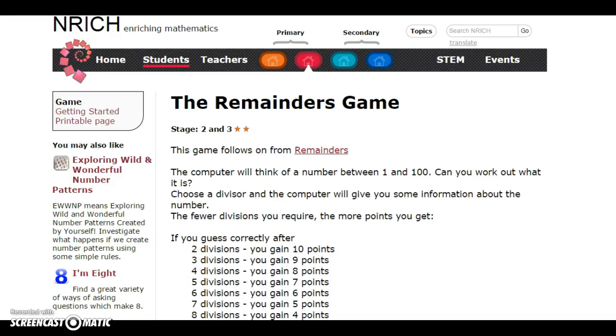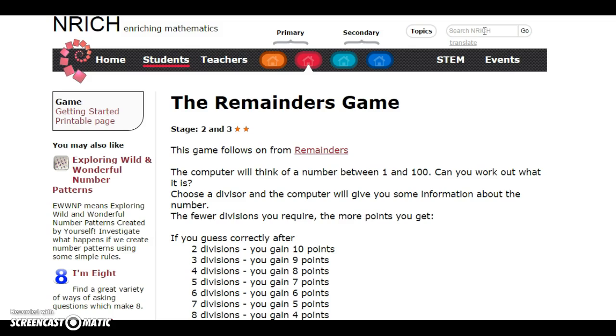Hi, we're going to be playing this game called the Remainders Game, and you can find it from the NRICH website. You can just go to your browser, go to NRICH, and then type in the search bar, the Remainders Game, or you can access this through Puffin Academy on the iPad.